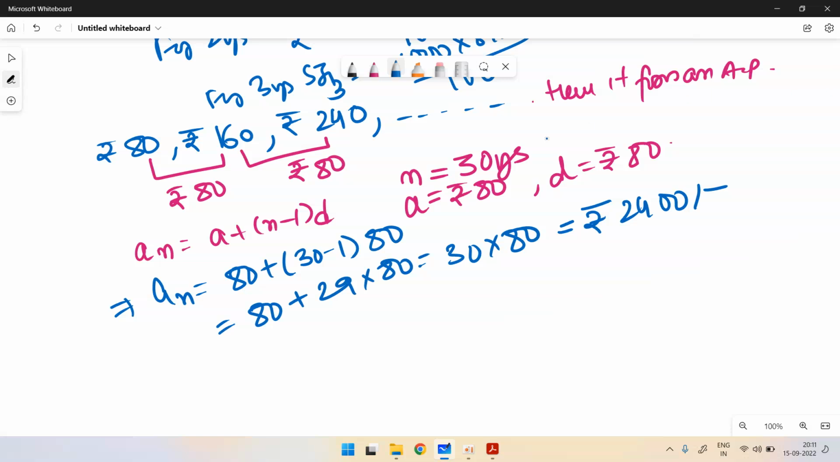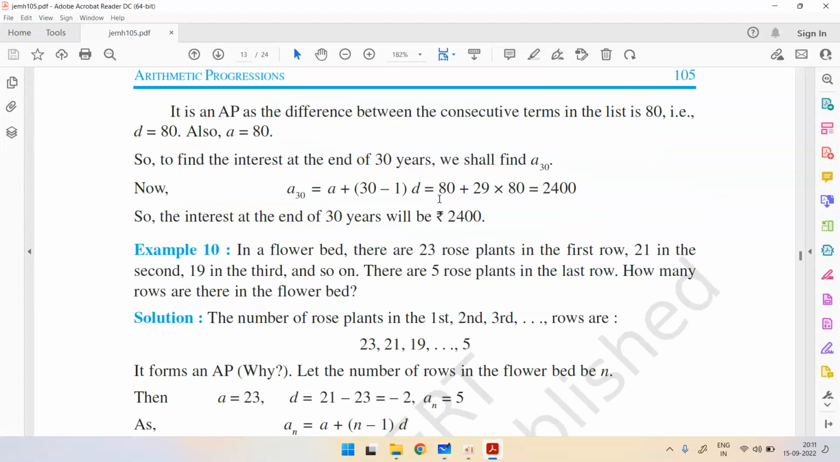If you see this here, this is also 2400. Now example 10. In a flower bed there are 23 rose plants in the first row, 21 in the second row, 19 in the third row, and so on. There are 5 rose plants in the last row. How many rows are there?